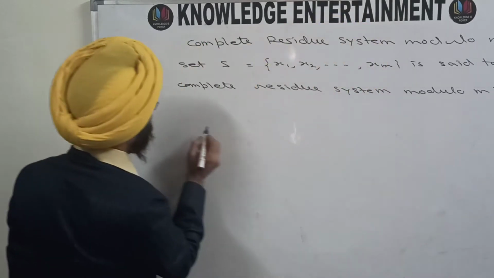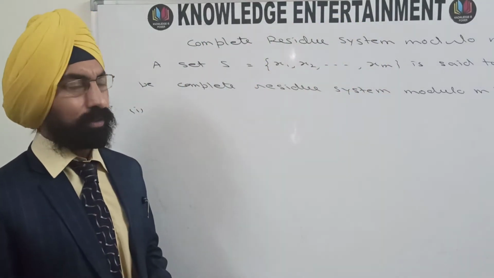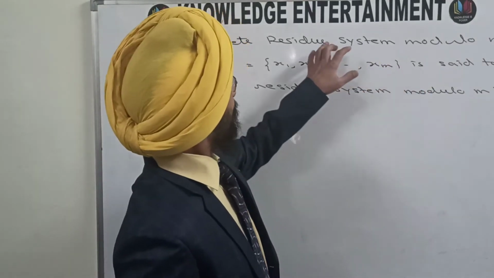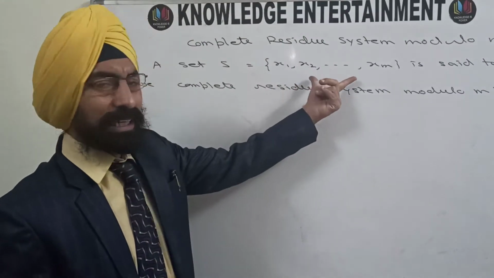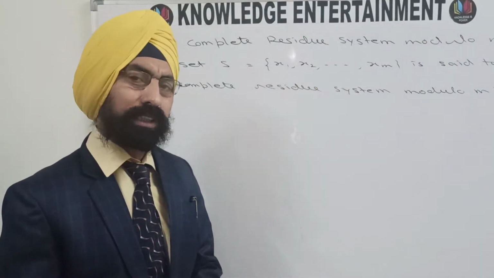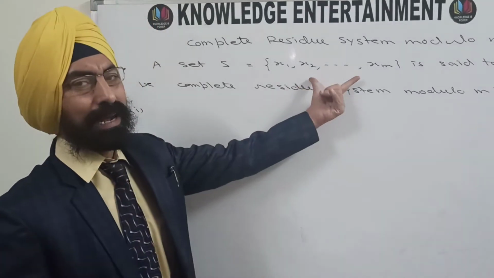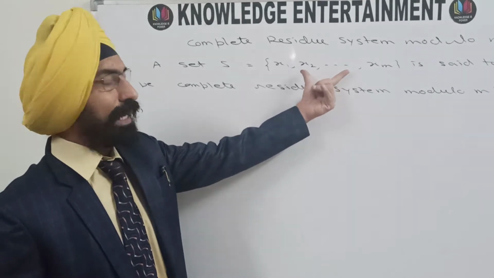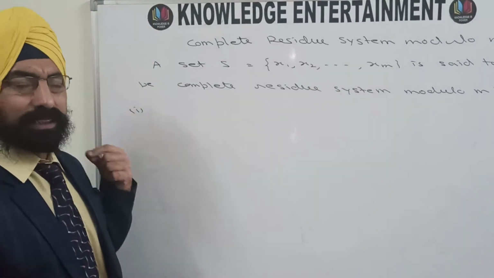if, before moving on to the definition, one thing you must note: it is a complete residue system modulo m, and how many members are there in the set? They are exactly m. So if you are talking about a complete residue system modulo m, the set must consist of exactly m members, and they satisfy two properties.